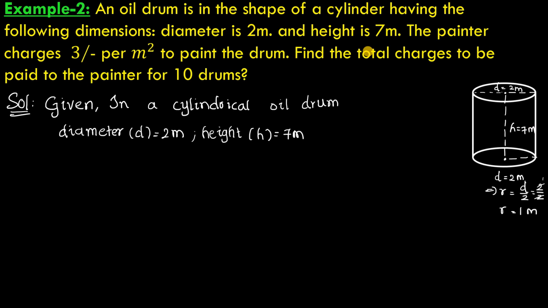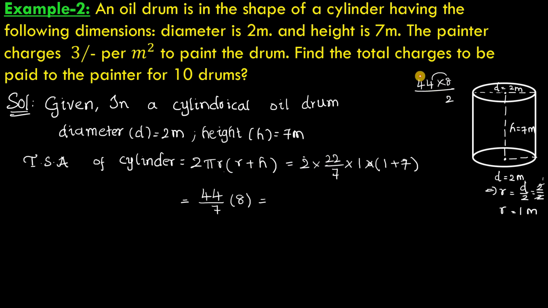The painter wants to paint the drum. We should know the total surface area of this drum so that we can find it out for 1 drum. Total surface area of cylinder is 2 pi r into (r plus h). Here we know pi, r and h.